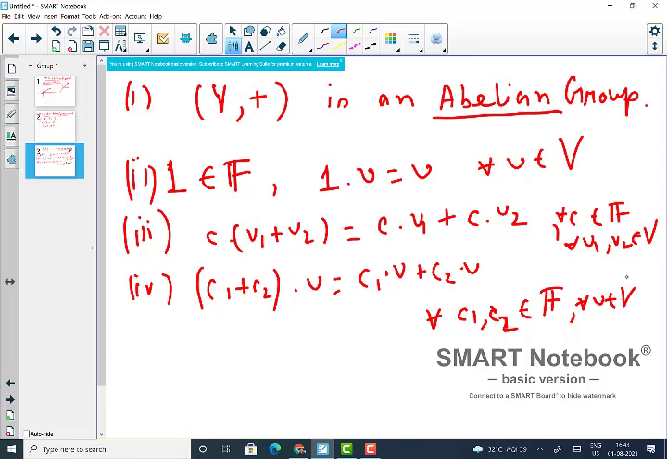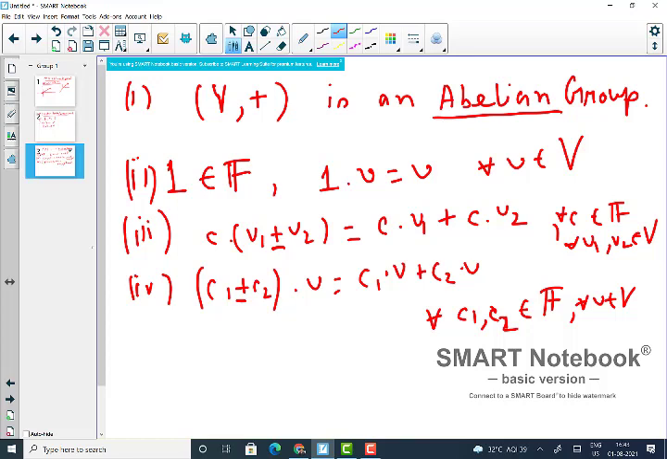This is the addition of the field, and this is the addition of the vector space. Do not think that both are the same. In some cases both can be the same, but in general they may not be. For example, addition inside the vector space may be completely different from the addition of the regular field. Do not think that both are the same operation; they can be the same only in certain cases.